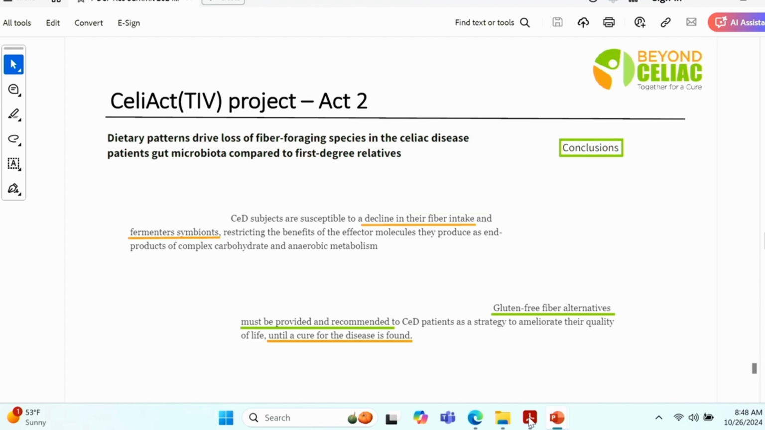And of course, until we have a cure, maybe it's time to reinforce the need to have better or more fiber-added gluten-free products, so that celiac disease patients who are prevented from eating all types of foods can counterbalance this lack of fiber foraging. So that's that at the moment.